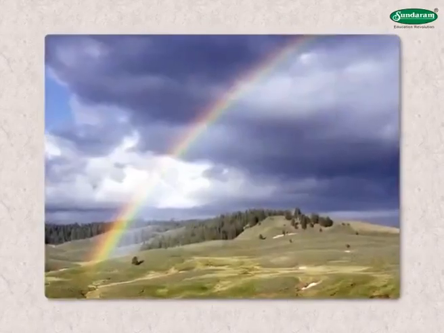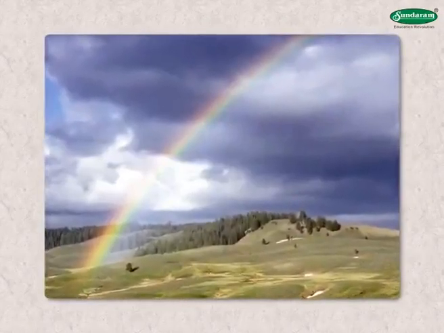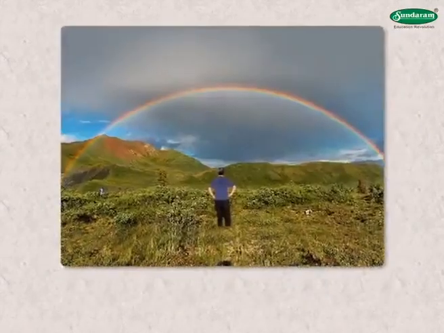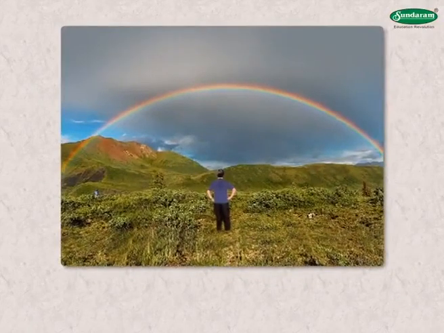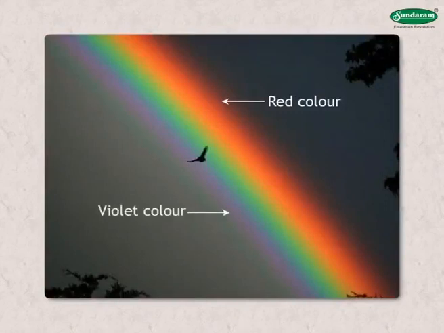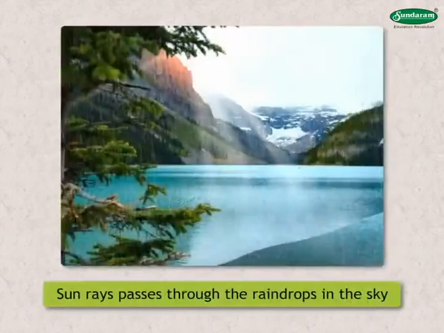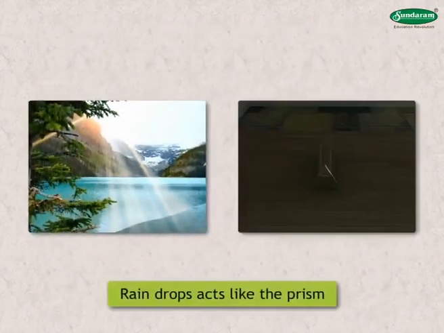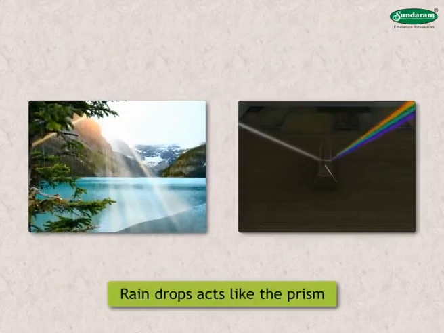Have you seen these 7 colors of sunlight anywhere else? Sometimes, after a shower, if you are standing with your back to the sun, you may see the arch of the rainbow in the sky in front of you. In the rainbow too, you will see the red color at the top and violet at the bottom. We see a rainbow when the sun's rays pass through the raindrops in the sky. It means that the raindrops, like the prism, break up sunlight into its 7 colors.